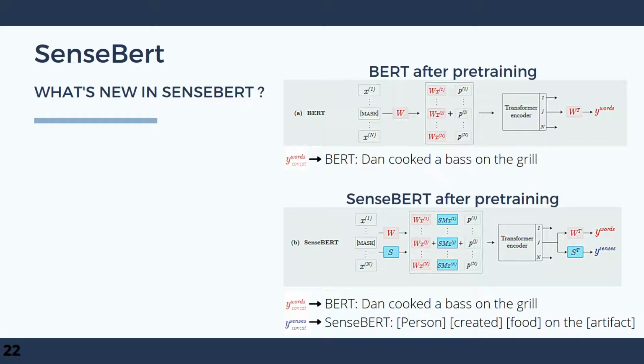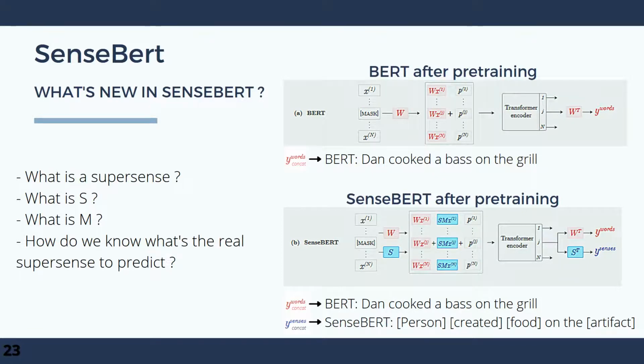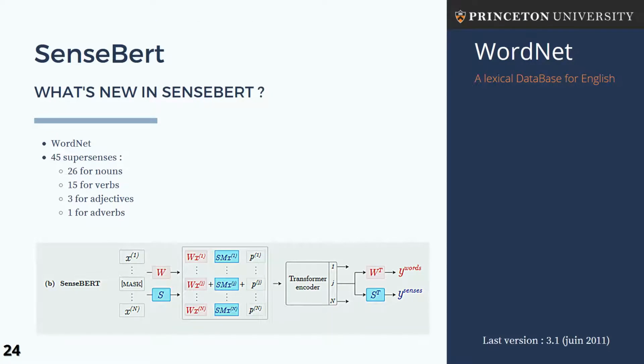Whew. Right now, if you followed what was going on, you might have a few questions. What's a supersense? What is S? What is M? For BERT, we use unsupervised learning by masking a word to predict, but here, how do we know what's the real supersense to predict? Instead of answering your very relevant question, let me answer another question. What is WordNet?